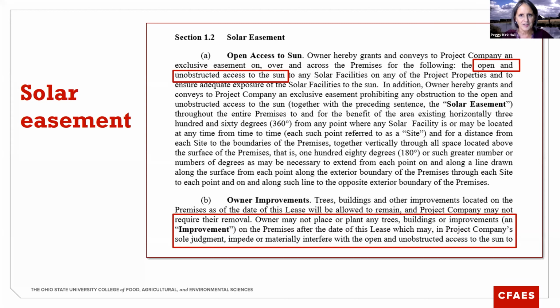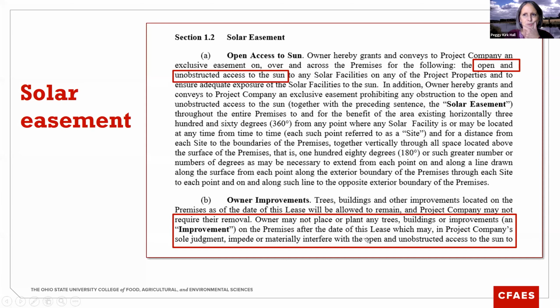Every one of these leases has some type of solar easement. It might be called various things like open access to sun, as you see here. But what you're doing when you grant this type of easement is you are promising that you will give them the exclusive right to sun on the solar area, the solar panel area, and you will not obstruct their ability to access the sun. You won't make improvements within or around that area that would interfere with that solar easement. So they have that exclusive right to basically harvest the sun in that area. So very common to see.